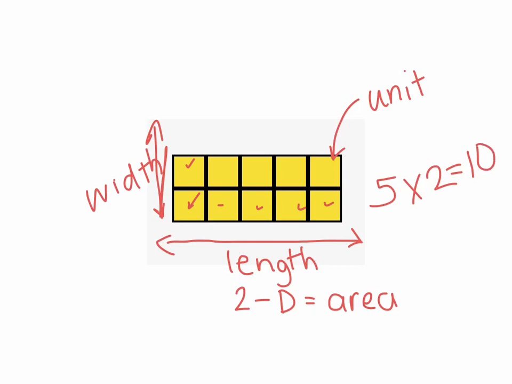And we're not just going to leave it at 10. We know that we have the width times the length, so we're looking at units squared. So we have 10 units squared.